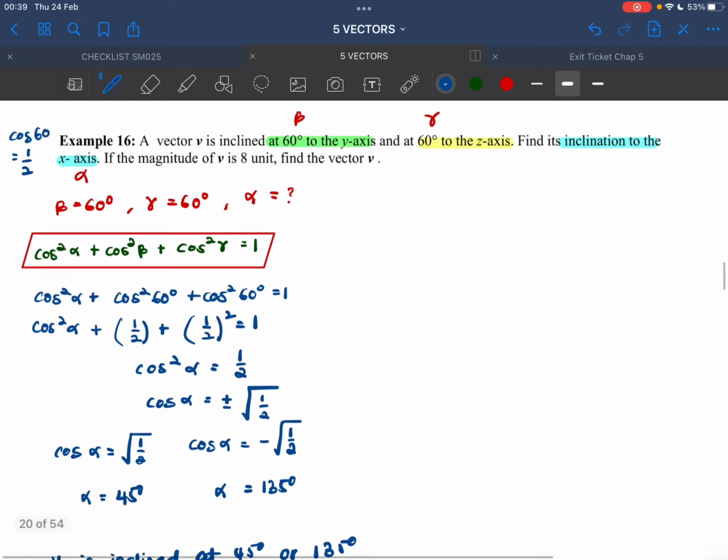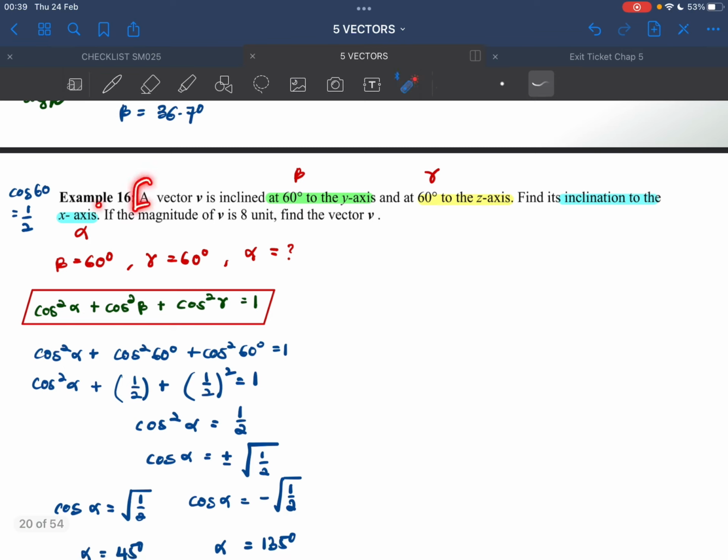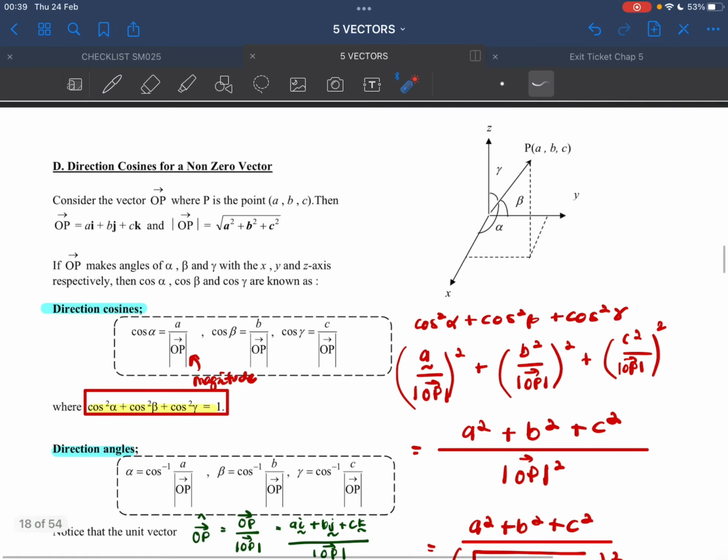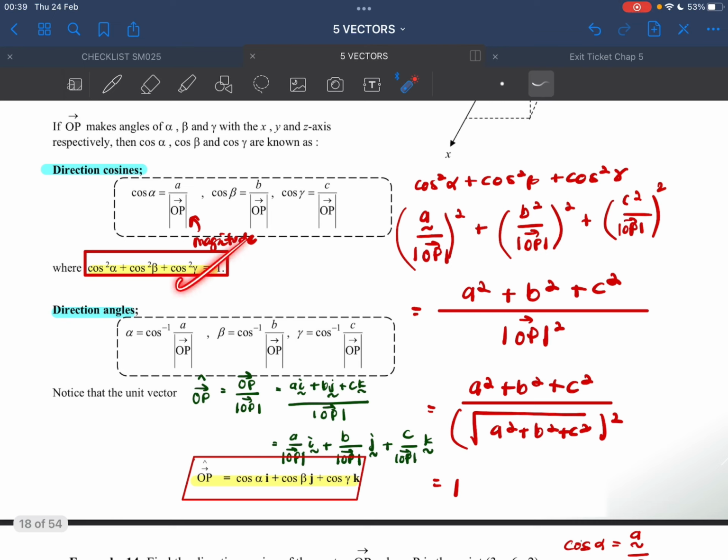Okay, now we have finished this first sentence here. So the next sentence said that if the magnitude of V is 8 units, so we have the magnitude of V equals 8 units, and we have to find the vector V. Okay, so now this is one formula that we know from the direction cosine and the direction angle, which is this one here. And we can also use this one here, the unit vector, which is cos alpha i plus cos beta j plus cos gamma k equals the unit vector.